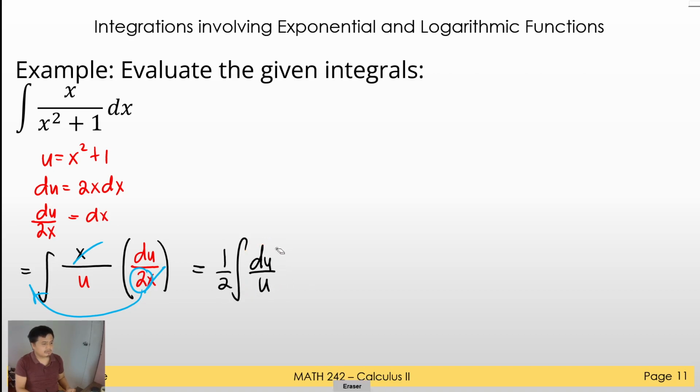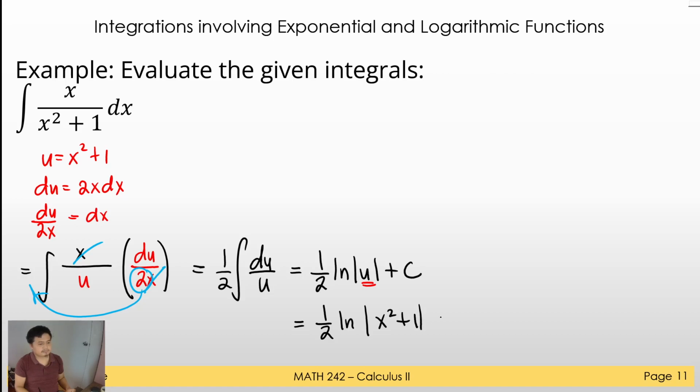So what is the integral of du over u? That is ln. So 1/2 ln of u plus c. Now, what is u? Going back to u again, we have x squared plus 1. So the final answer should be this. Okay, this is your final answer.